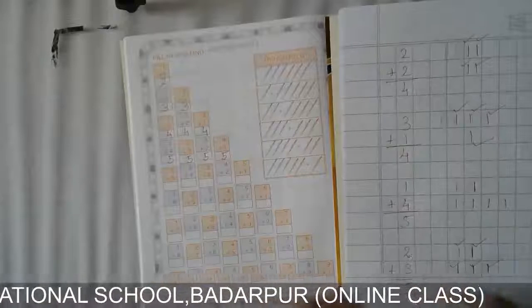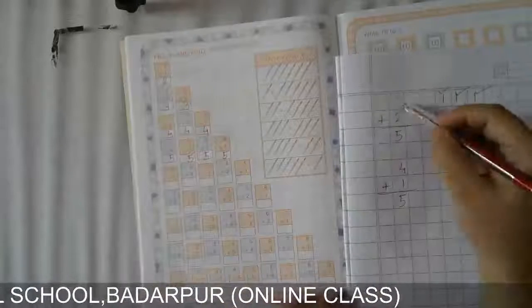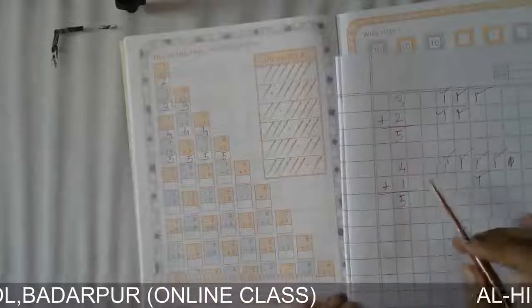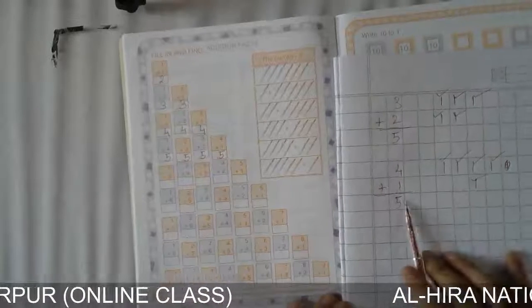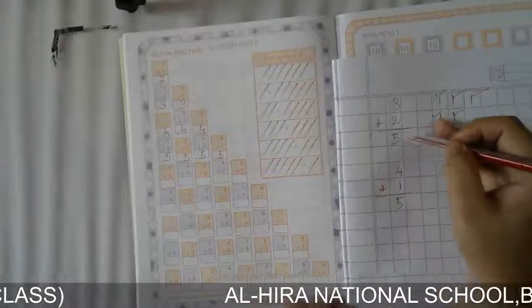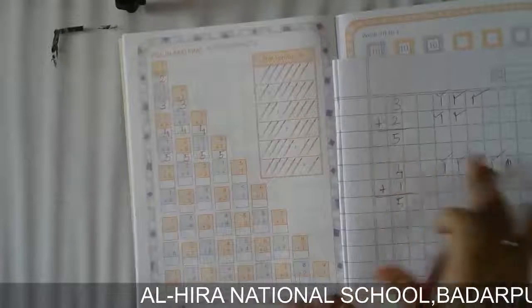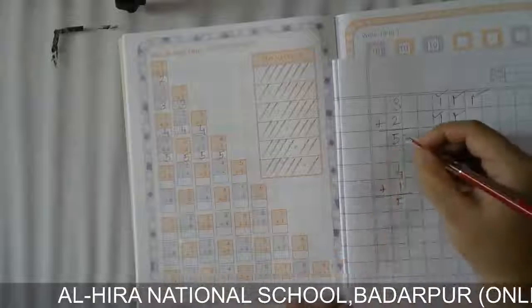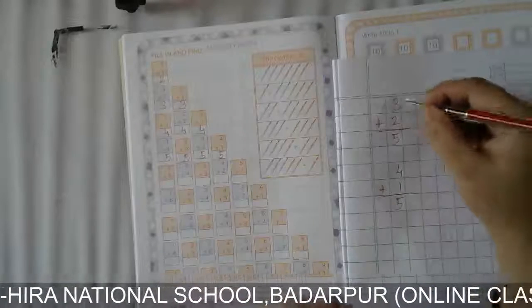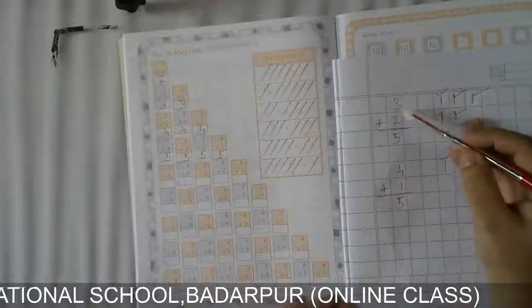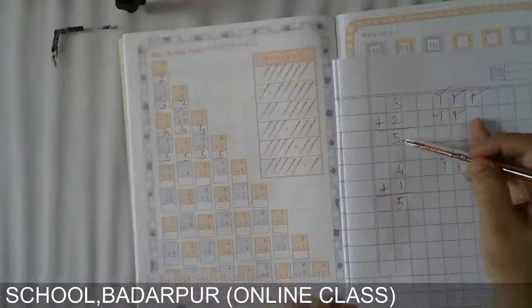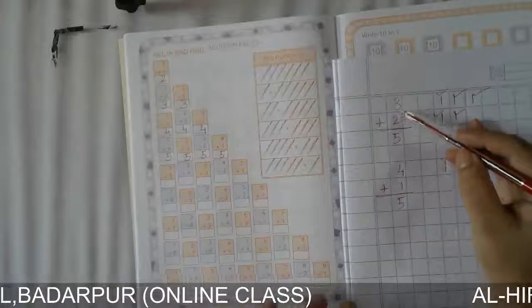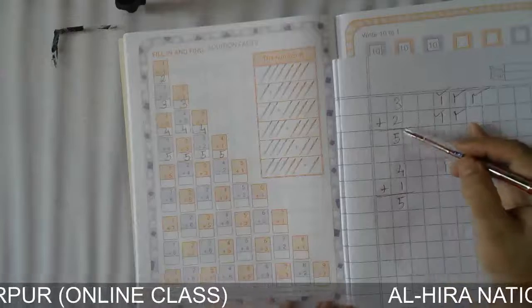2 plus 3 also becomes 5. 3 plus 2 also becomes 5. And 4 plus 1 also becomes 5. Okay. The result which I got is same, but the numbers are interchanged. After interchanging the numbers also, we are getting the same answer.